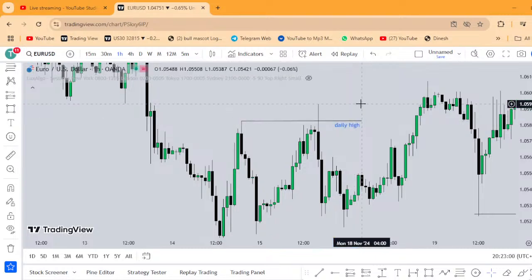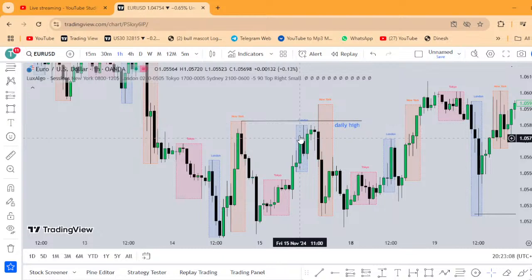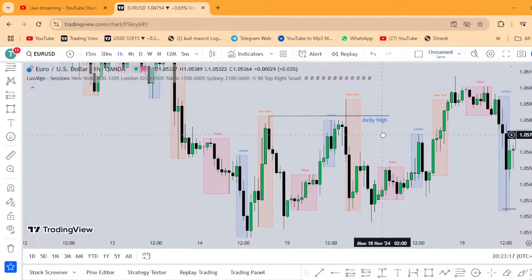Do we have any medium liquidity sweep? So we now put on our sessions indicator. So we see price swept. This is the Tokyo session. Then it rallied up, came the London session, and failed to sweep the previous day's high. Finally, we swept the previous day's high, and then price began to drop. So now I want to look for an entry.